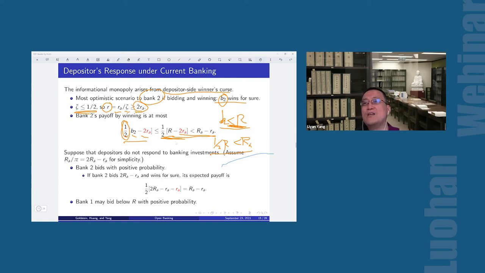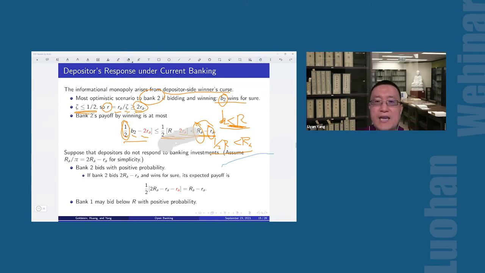If bank two does not lend to the borrower and invests money in a risk-free project, it will get capital RA and give funding cost little RA to its depositors. So that will be the reservation value. So this shows this cannot be the case. Bank two will not participate in our model.